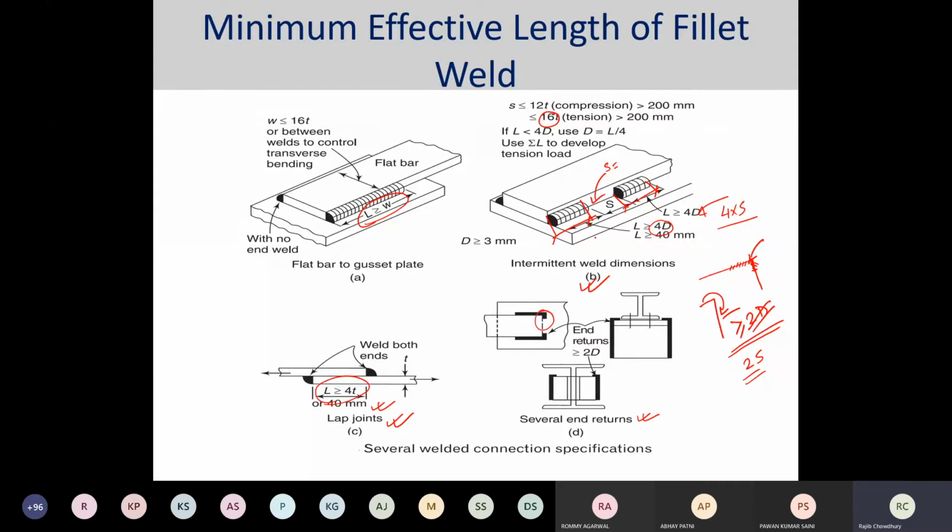This L is to be at least greater than or equal to 4 times S. This D is basically nothing but the S. I made some different notation here. Or otherwise, this L is to be at least minimum 40 mm to make this intermittent weld. And this intermittent weld configuration gives you a particular control over shrinkage and distortion.